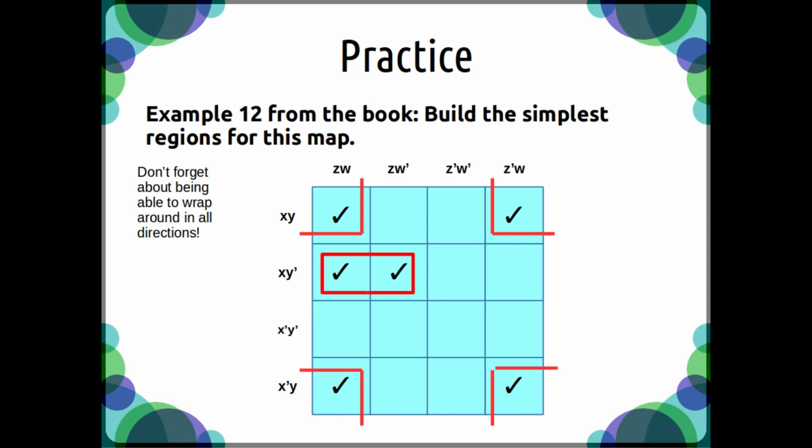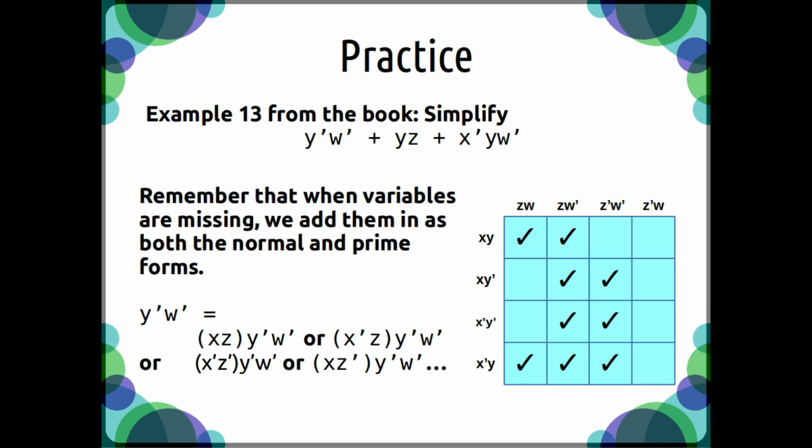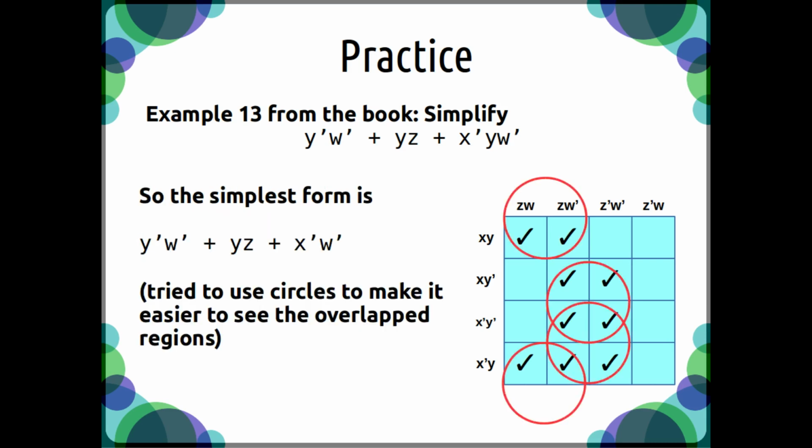This is what you should end up with. Don't forget that you can wrap around in all directions. And as another practice problem, try to simplify this expression. Remember that when we have variables missing from terms, we add in those missing variables both in the normal and the prime forms. And then the regions should look like this. I use circles in this case just to make the overlaps a little bit easier to read.